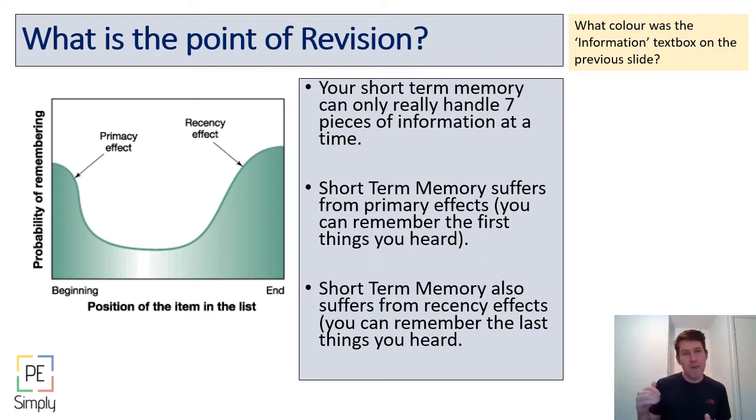But ultimately what happens with our short-term memory is it starts to suffer after that primary effect and we get a dip. Okay, so we forget things in the middle. And then we've got that recency section towards the end, and within that recency section we remember the last thing we've heard.